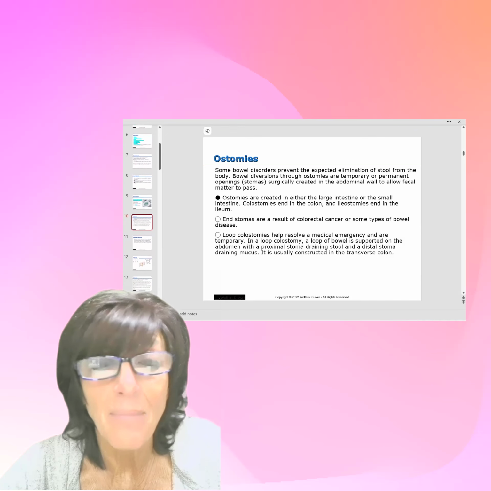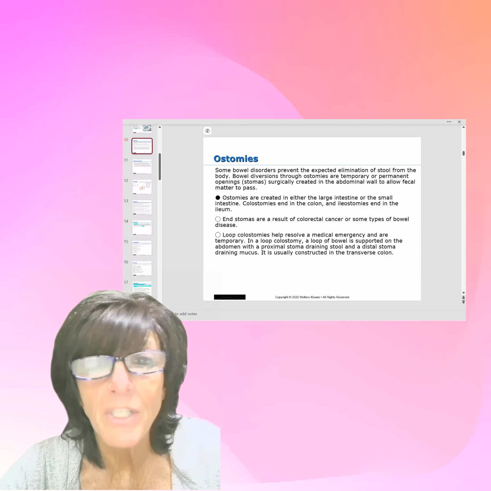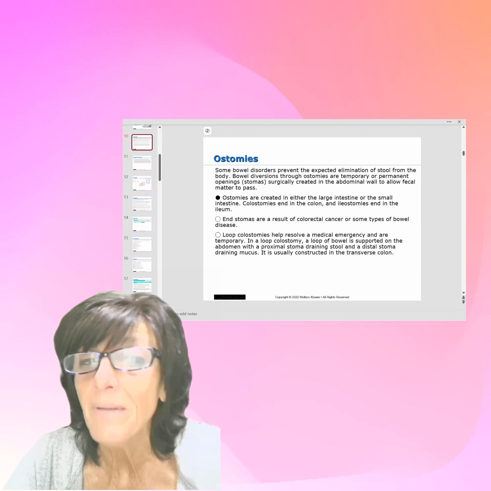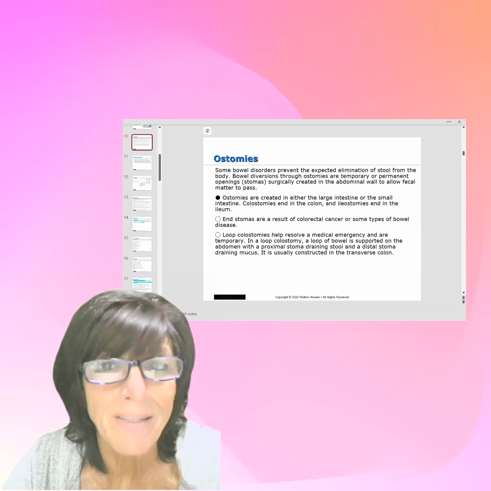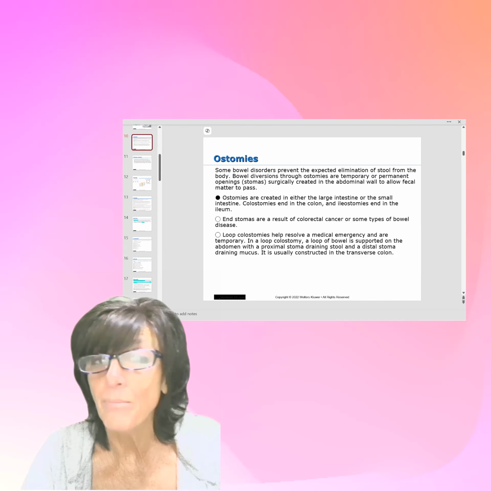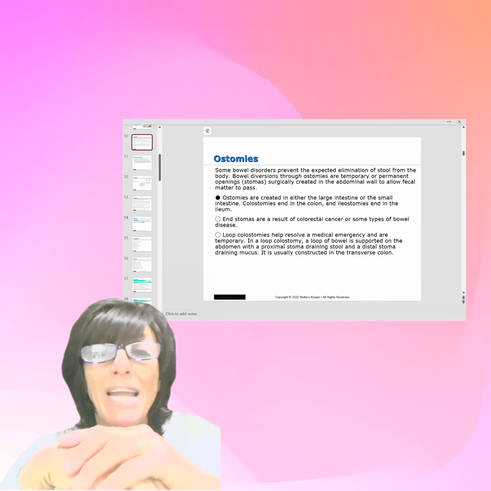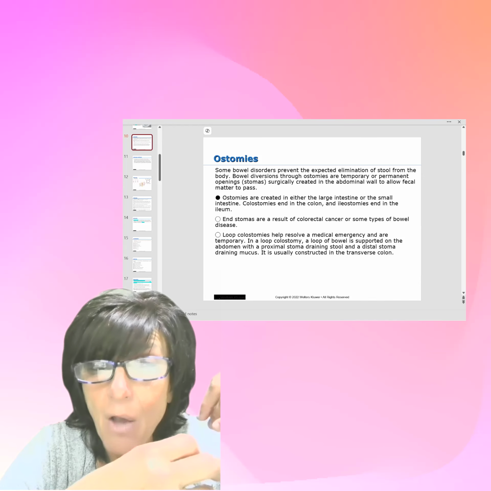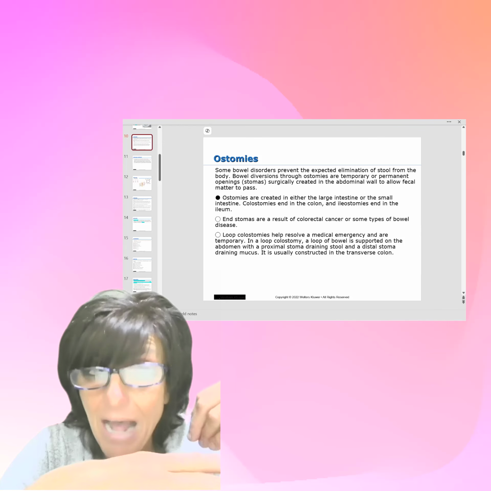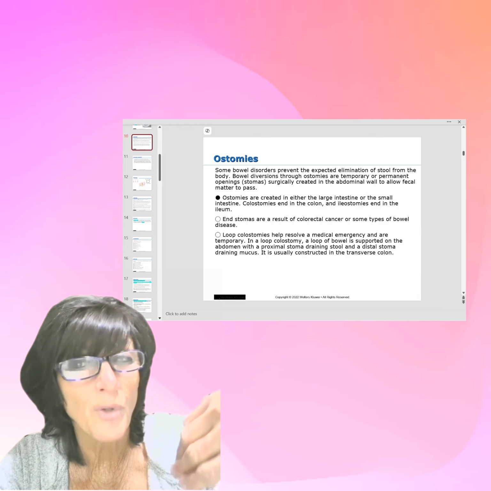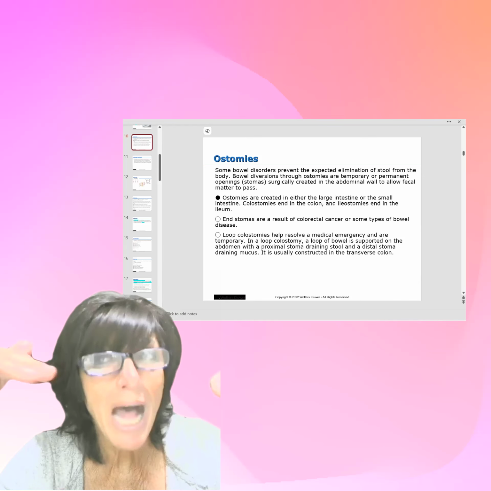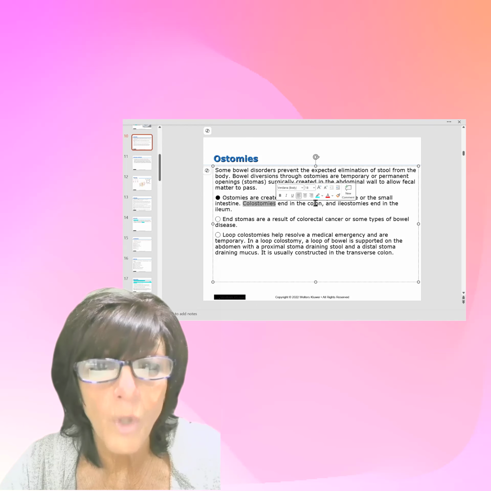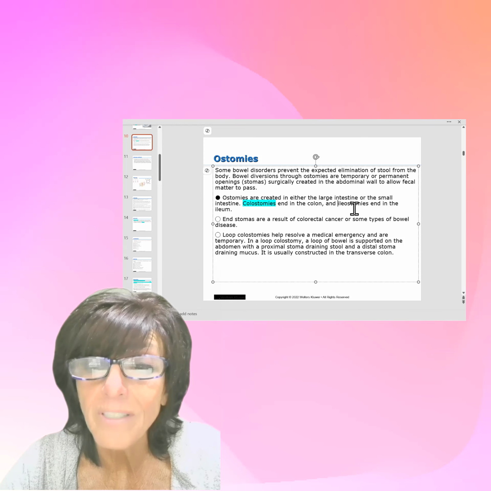Ostomies. There's a lot to say about ostomies. So sometimes people have issues in their bowel that prevent the elimination of stool the way it normally should be eliminated. Bowel diversions are ostomies that can be temporary or permanent, and it's an opening that we create surgically that allows part of the intestine to kind of stick out and fecal matter or stool to come out that way. Ostomies are either in the large intestine or the small intestine. Colostomies are in the colon. Ileostomies are in the ileum, right? So colon, large intestine; ileostomy, small intestine, okay?